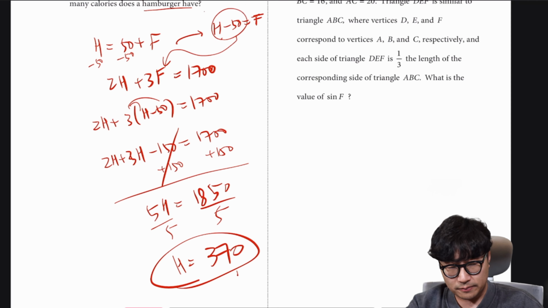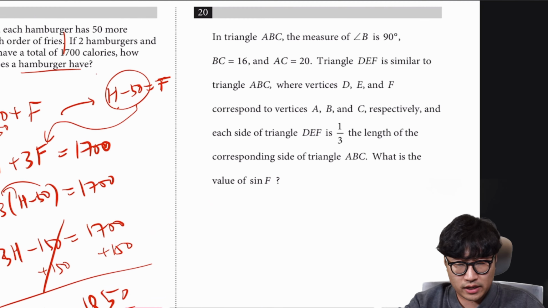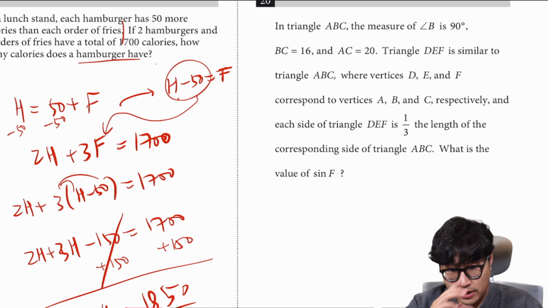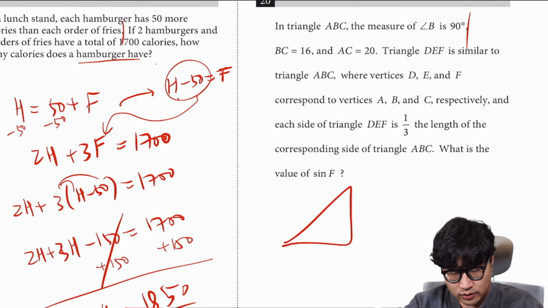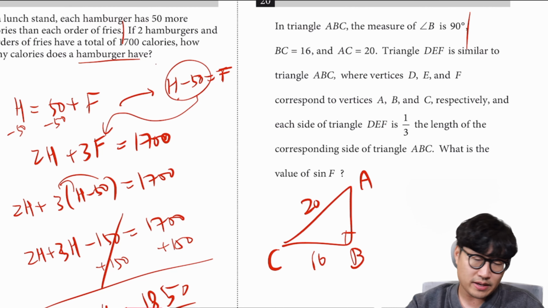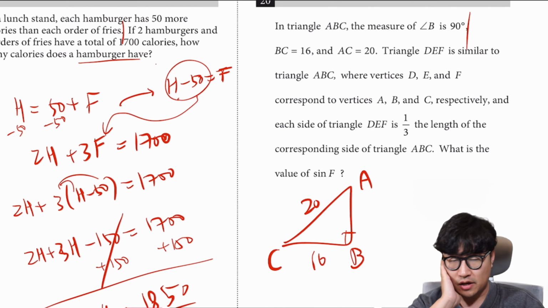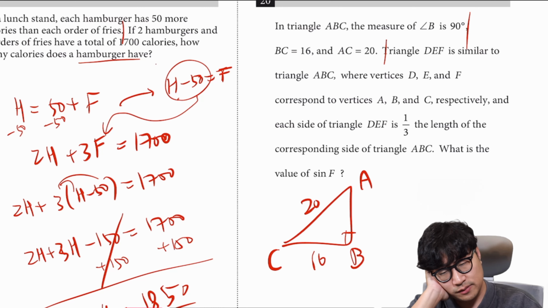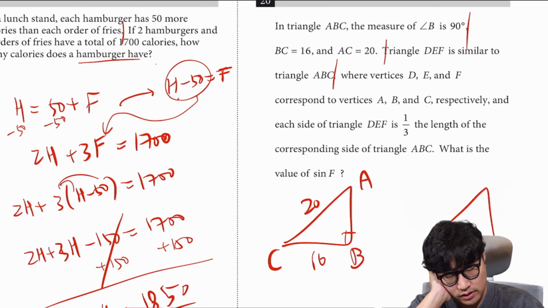Hamburger is 370. Number 20, in triangle ABC, measure B is 90. Stop, so it's a right triangle. That's a B right there. And BC is 16, and then AC is 20. Okay, that makes sense because 20, the hypotenuse, is supposed to be the longest. Triangle DEF is similar to triangle ABC. So, okay, another one.